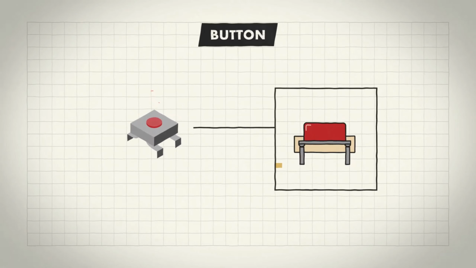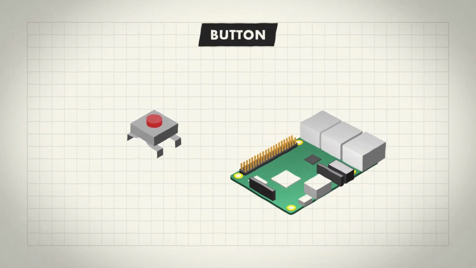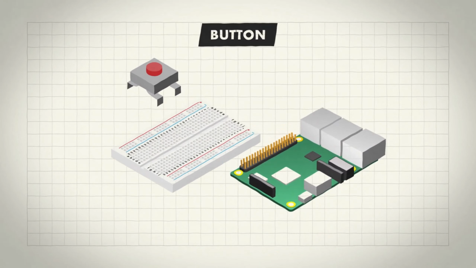Electrical current then flows through the button to an input pin. The Raspberry Pi detects this input and can be programmed to respond in some way. In order to make a proper circuit that will close, you'll need to make sure that both the claws on one side of the button are connected to different rows in your breadboard.